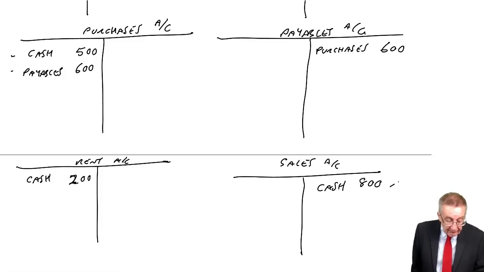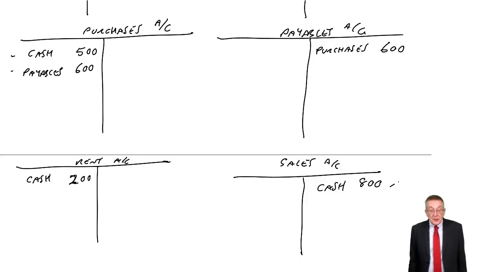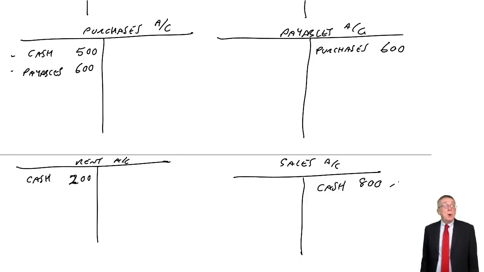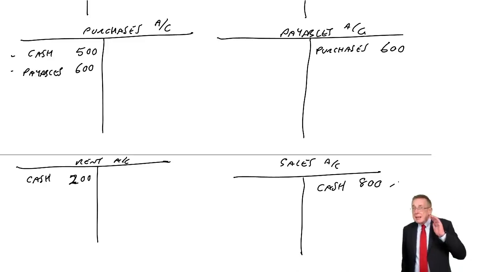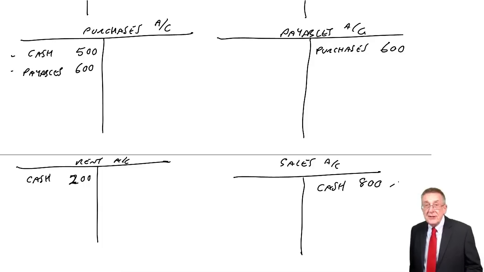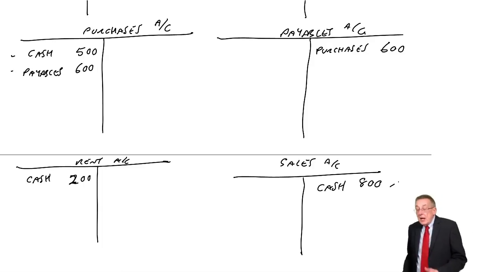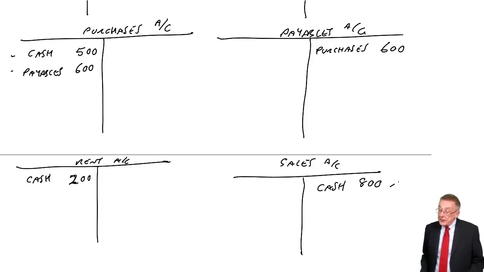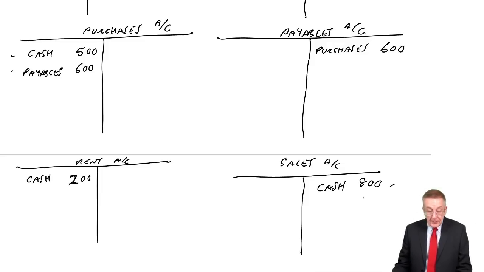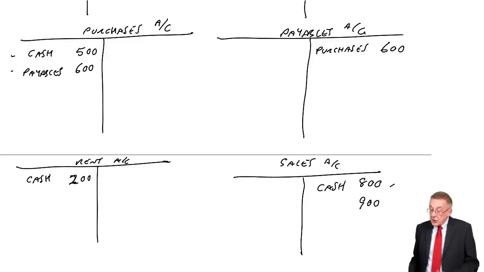G. Sell the remaining goods on credit for 900. So more sales, but this time on credit. So we can't debit cash. We've not received any. We've made more sales, and it would seem logical to put it on the same side. So credit sales 900, total sales 800 and 900.